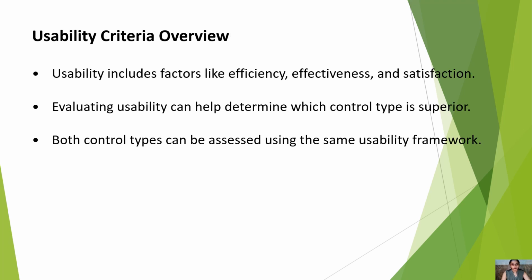Usability criteria overview. Usability includes factors like efficiency, effectiveness, and satisfaction. Evaluating the usability can help determine which control type is superior. Both control types can be assessed by using the same usability framework.